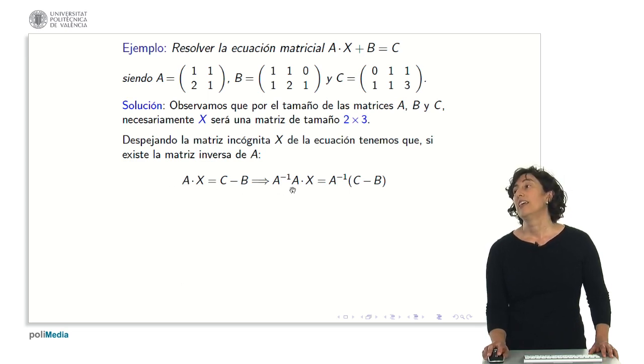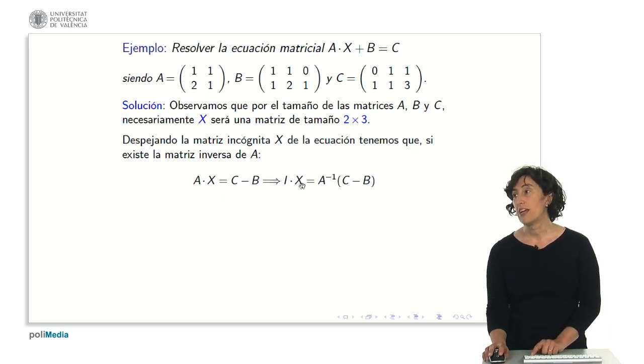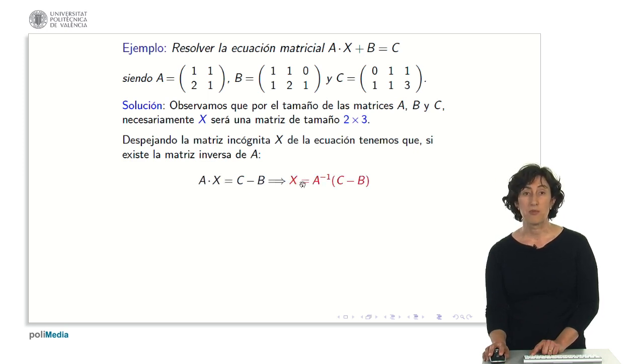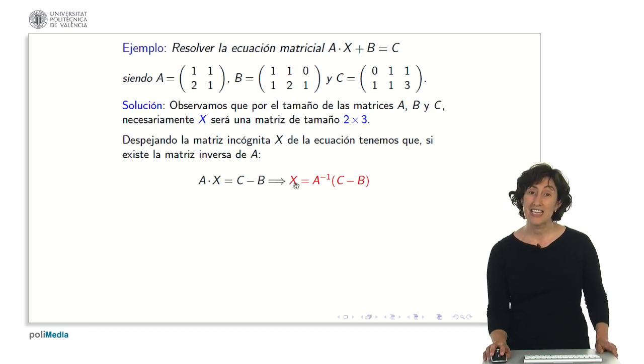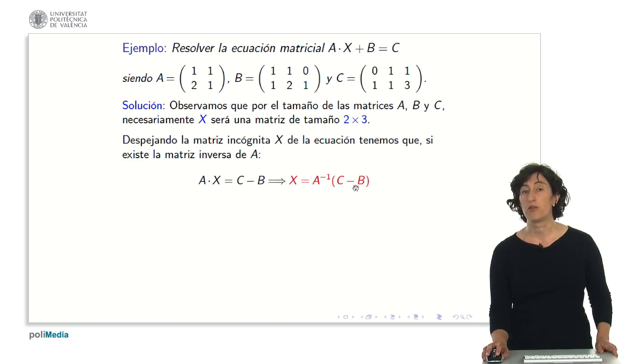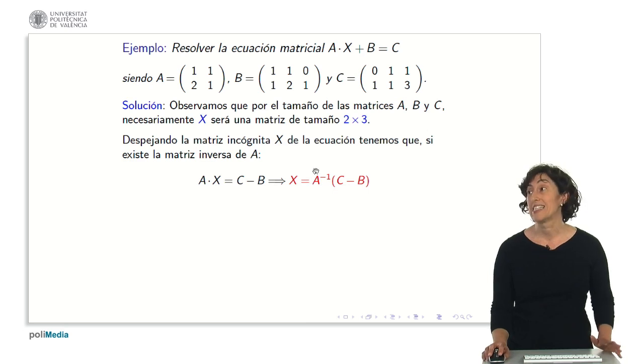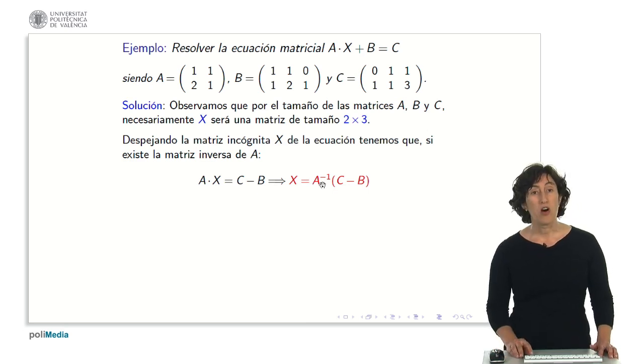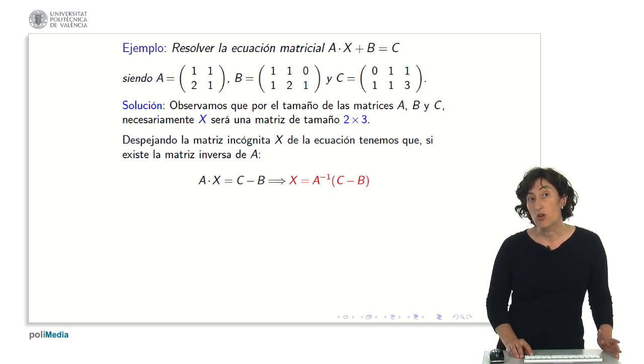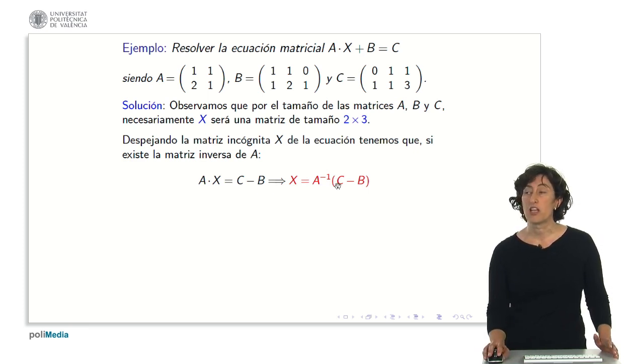And of course, if I multiply this side of the equality, I necessarily have to multiply also on the other side. Then I would have A inverse times A times x equals A inverse times C minus B. A inverse times A, as you know, is the identity. And the identity times any matrix is the matrix itself. Then it remains that x is necessarily A inverse times C minus B, as long as this inverse matrix exists. Then, as before, we have to see if the inverse matrix exists or not. And if it exists, we substitute it there, we do the corresponding operations, and we have the result.